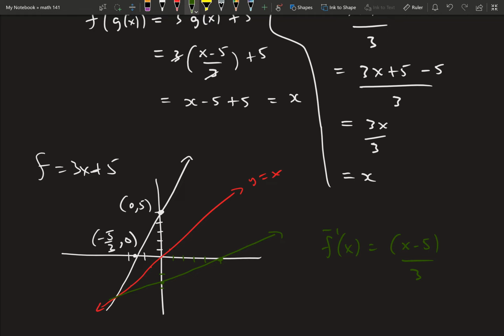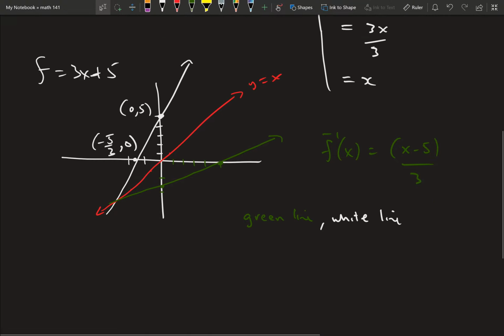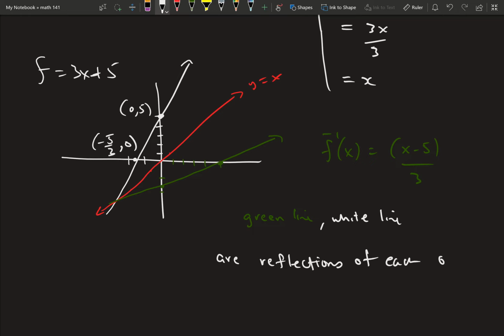And so you can see that these two lines, the green line and the white line, are reflections of each other across y equals x. Okay, so I just wanted to see that graphically as well.